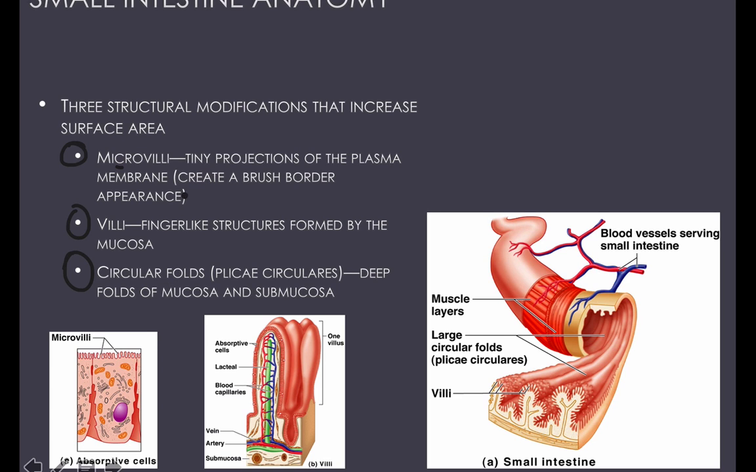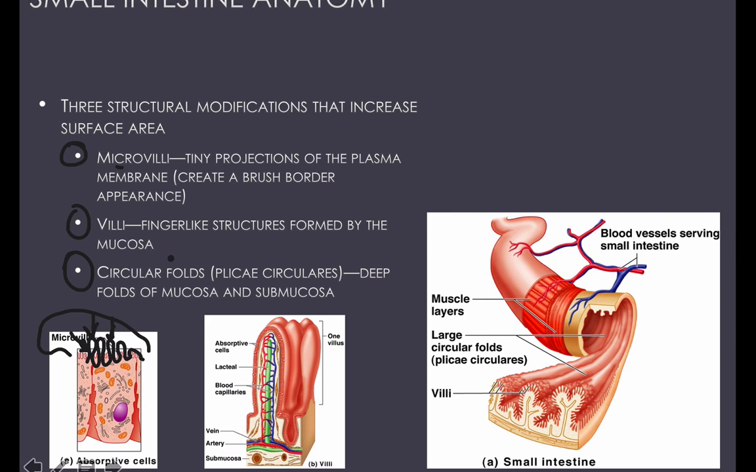The microvilli are tiny projections out of the plasma membrane that create a brush border kind of appearance. If you look at this diagram here in the lower left, you should see those little finger-like structures. Basically, that's a way to increase the surface area for absorption, so those food molecules can go into the cells.